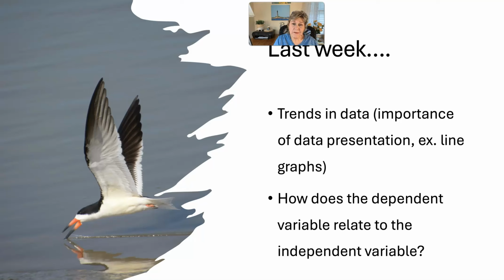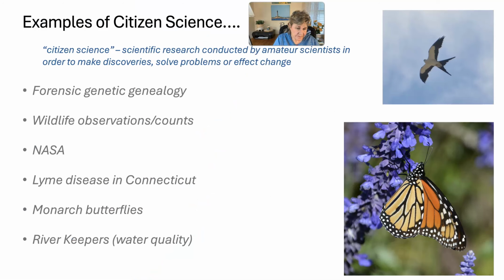And so looking at trends in data is extremely important. Is it a positive trend? Is this dependent variable going up as your independent variable goes up? Or is it a negative trend? Is it decreasing? Is it a stable trend? And then what does this mean for the future? What are the implications of this type of trend in this particular data? So we took a look at that.